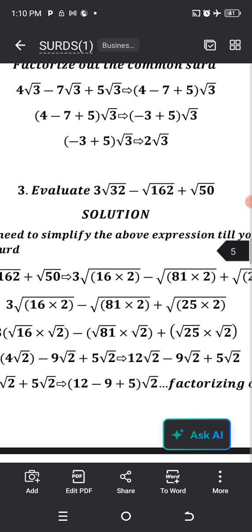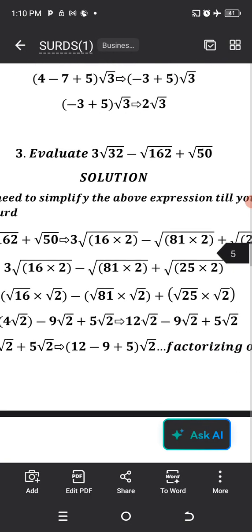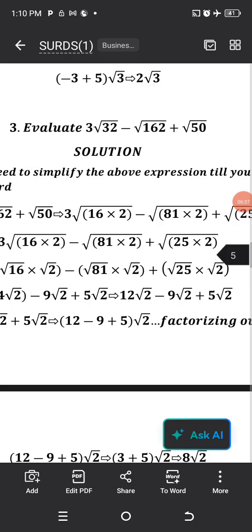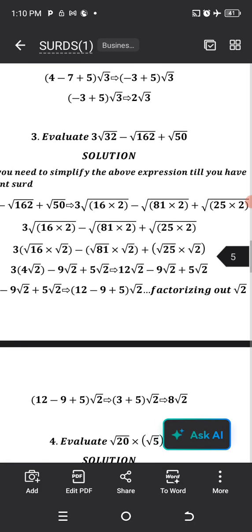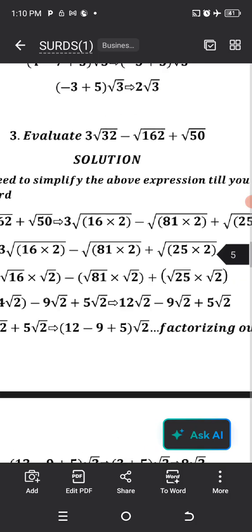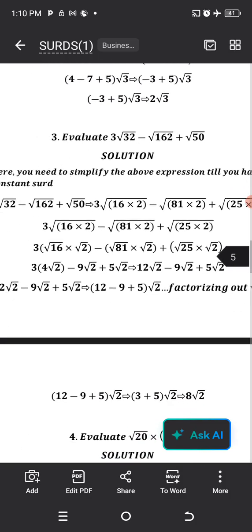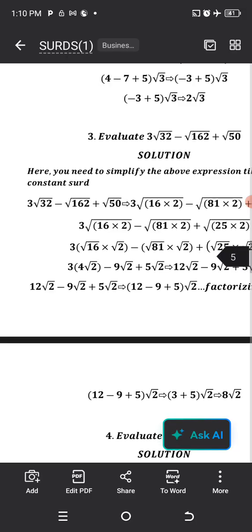And now we are going into a little bit complex question. You see here, you are asked to evaluate 3 root 32 minus root 162 plus root 50. Don't panic. Here you don't have a common surd, but you can simplify so that you have a common surd. Your goal is ensuring that your expression has a common surd throughout. Shall you get now when you're having this kind of question? Here you need to simplify the above expression till you have what? A constant surd. Shall you get it now?